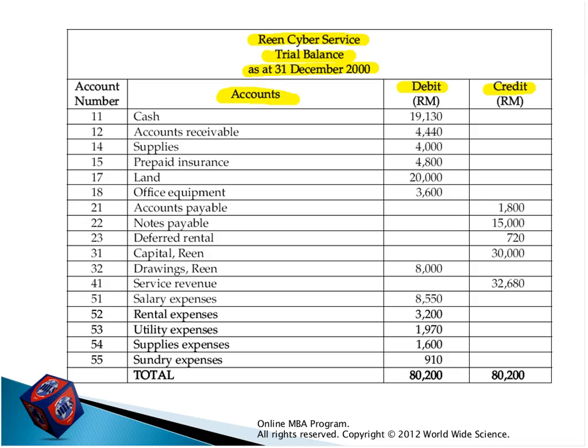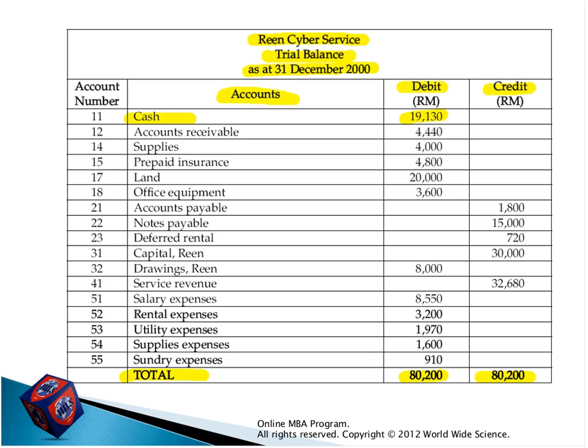At the end, we must calculate the total amount of our debits and credits, and they must be equal. So the debit must be equal to credit, and credit must be equal to debit. Here is, for example, the company has cash of 19,130.